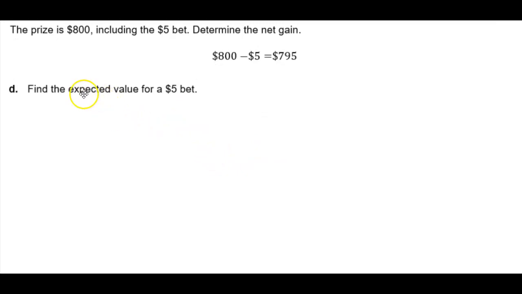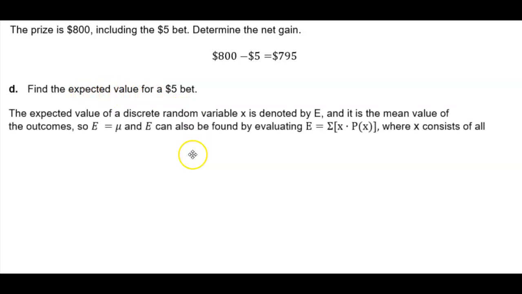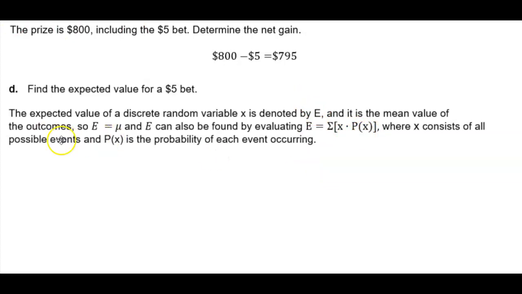Now in part D, it says, find the expected value for a $5 bet. Now, the expected value of a discrete random variable x is denoted by E, and it is the mean value of the outcomes. So E is equal to the mean, which is also known as mu, and E can also be found by evaluating the sum of x times the probability of x, where x is going to consist of all possible events, and the probability of x is the probability of each event occurring.